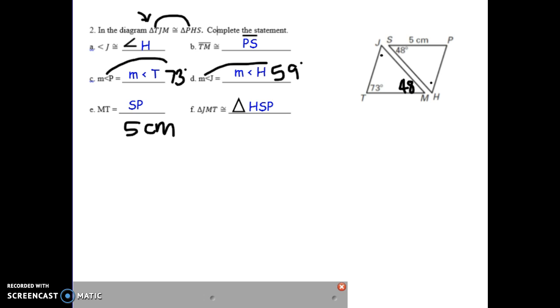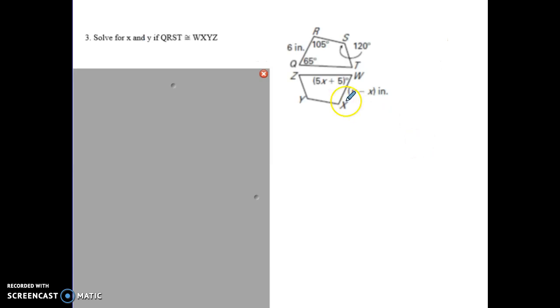All right, if you need more time, just take it and stop it, rewatch it if you need to figure that out, because I'm going to start going a little quick. Okay, QRST, WXYZ. I need to match things up. So if I'm trying to find X and Y, let's solve for X first.